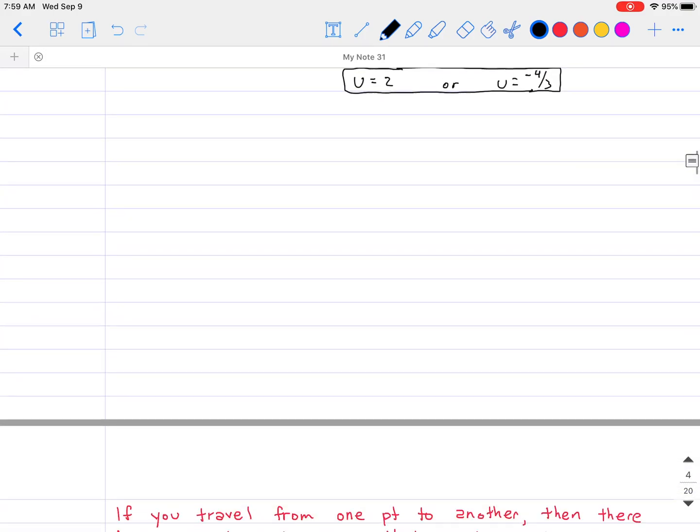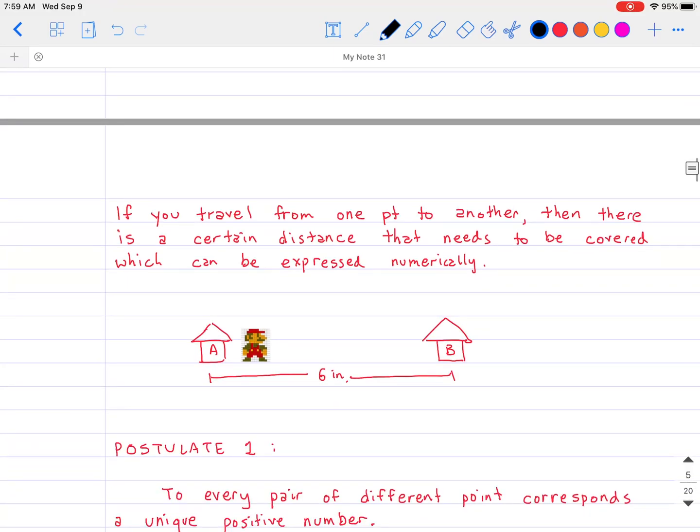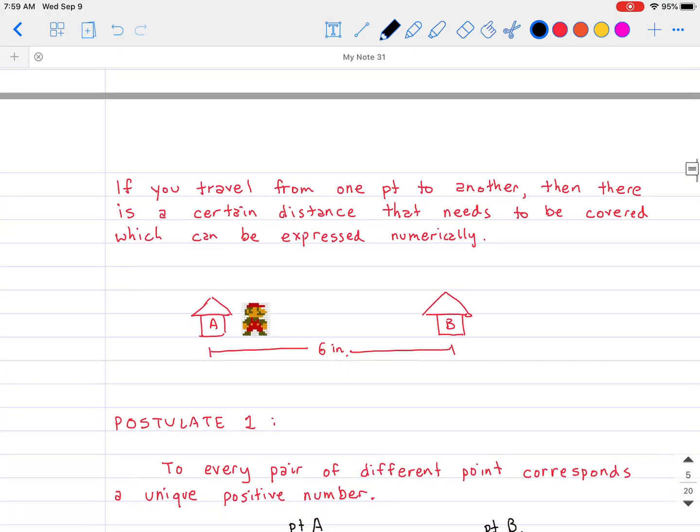So then let's now move on to the next part of what we're saying. With relation to all of this right here, if you have to travel from one point to another, then there is a certain distance that needs to be covered, which can be expressed numerically. So this is, again, looking at the idea of distance and absolute value.